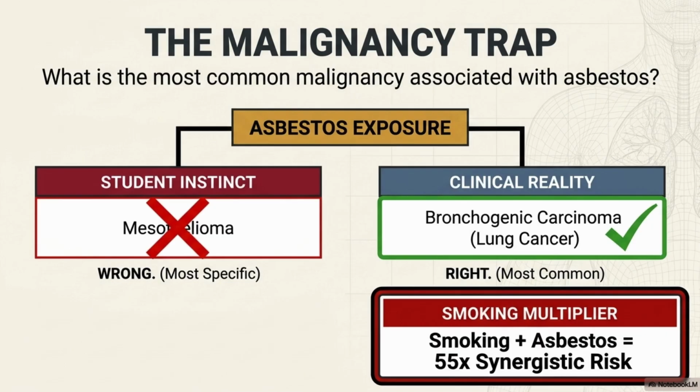Beware of the malignancy trap. If you are asked what is the most common malignancy associated with asbestos, the immediate student instinct is to say mesothelioma, which is wrong. Mesothelioma is the most specific, but the clinical reality is that bronchogenic carcinoma or lung cancer is the right answer because it is the most common. Also keep the smoking multiplier in mind. Smoking combined with asbestos gives a 55 times synergistic risk.